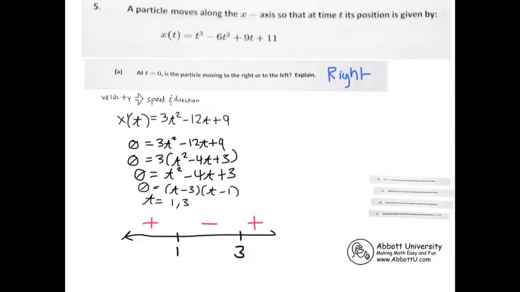And how would I explain it? I would say something along the lines of: the graph of the velocity function at t equals 0 is positive, and therefore the particle is moving to the right, because a positive graph in the velocity function means that the particle is moving to the right. That's really all there is to it. I'm pretty sure your teacher would accept that.